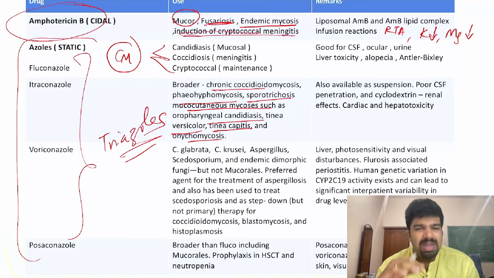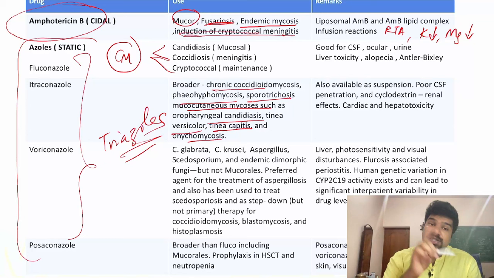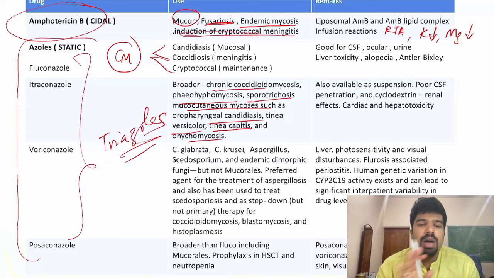It is also available as a suspension. That's very, very important. It's available as a suspension. And itraconazole, voriconazole, all of them interact with CYP450. CYP3A4 is one of the most important things that it interacts with. So it's very important for you to know the drug interactions. All of these interact with CYP450.